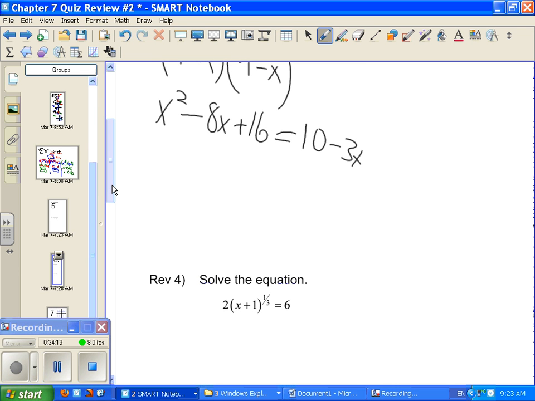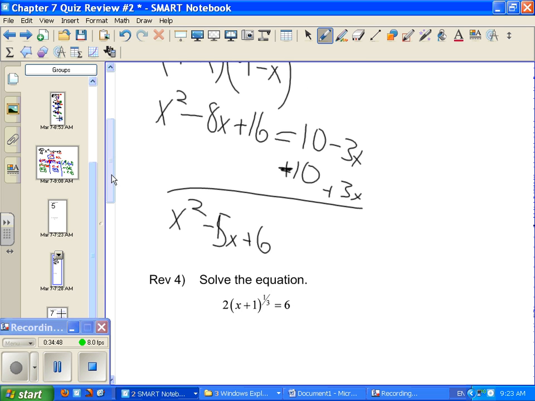So what do you do next, Craig? Then you have to add -10 and plus 3x. Minus 10, and a positive 3. And that cancels out, and you have to go on the other side. So it should be minus 5x plus 6 equals.